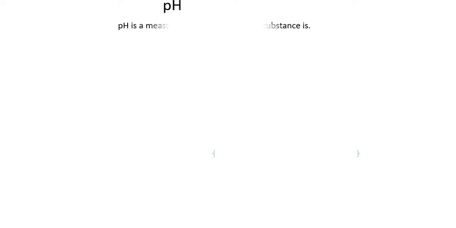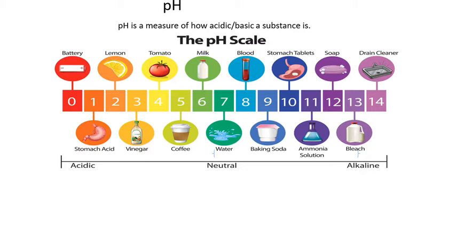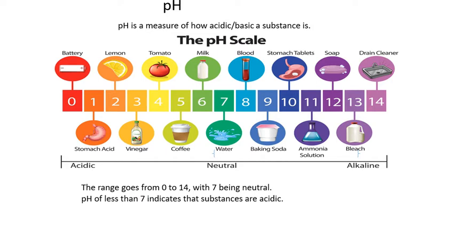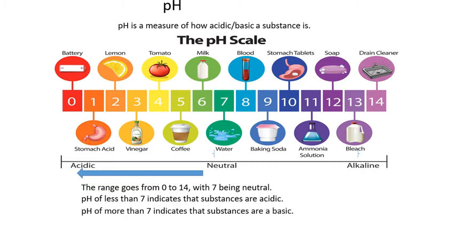pH is the measure of how acidic or basic a substance is. The pH scale ranges from 0 to 14, with 7 being neutral. A pH of less than 7 indicates that substances are acidic. A pH of more than 7 indicates that substances are basic.